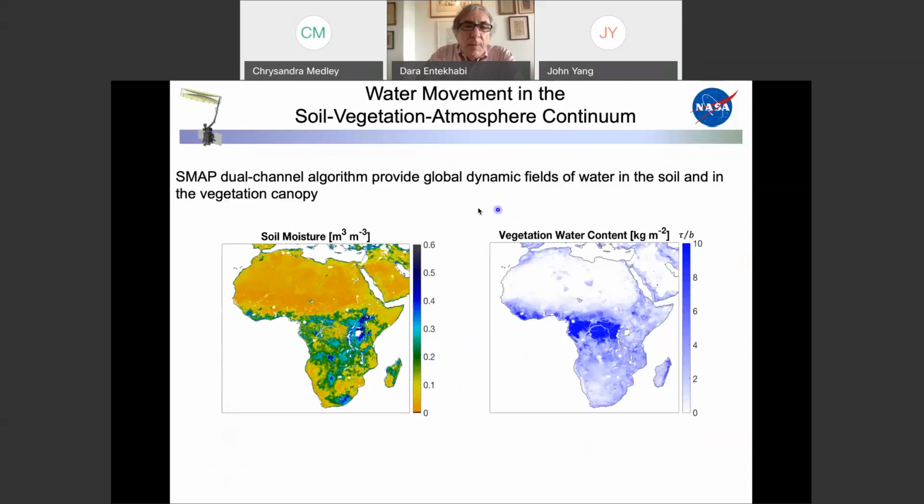So with SMAP, we not only can get the volumetric water content in the soil, in these units. Here's an example of some climatology. We can also infer a similar quantity of how much water there is in the plant, because the signal is attenuated from the surface to the plant. So we have simultaneous fields every 2 to 3 days at about 40 kilometer resolution, evolution of these two fields together. So what can we say about the soil, vegetation, atmospheric continuum, and the water movement through it?